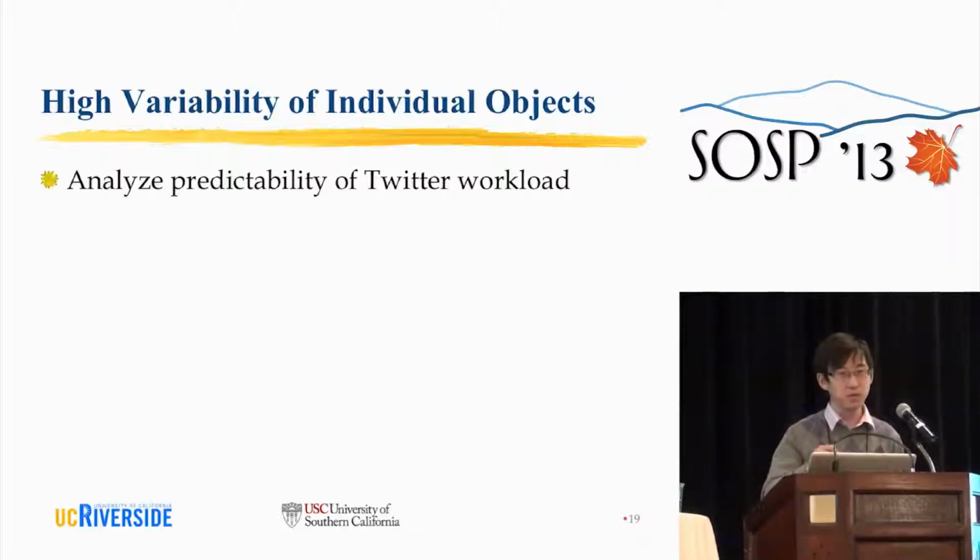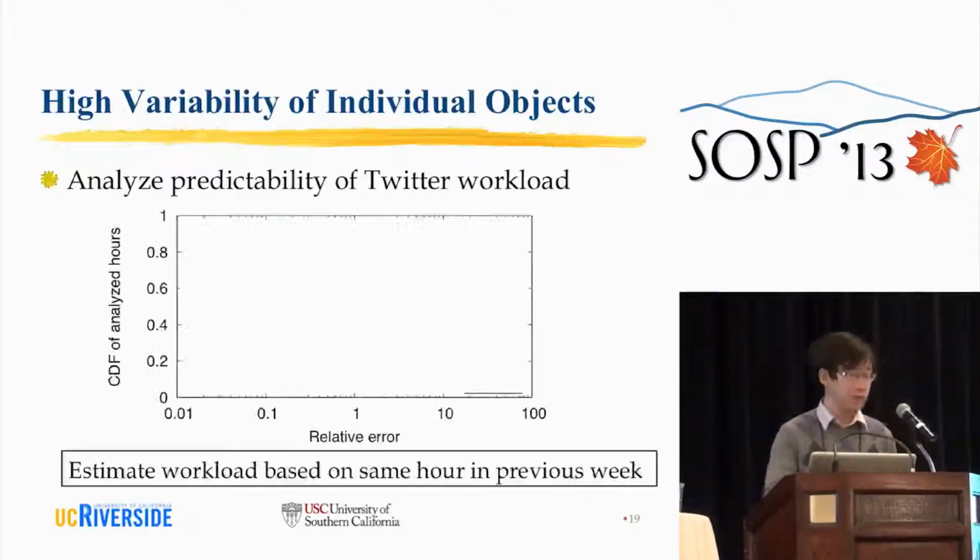When a user makes a post, it will append the post to his timeline as well as all his followers' timelines. We divide the time into hours, and we try to predict each timeline object's workload based on its workload on the same hour in the previous week. The x-axis is the prediction error, and the y-axis is the CDF of all analyzed hours. Note that the x-axis is in log scale.